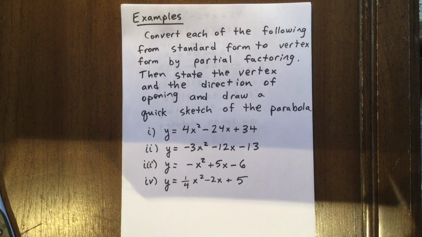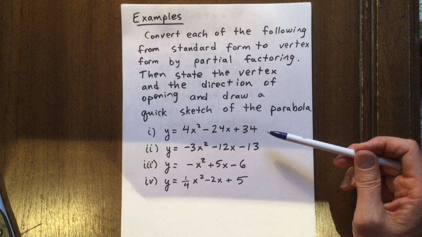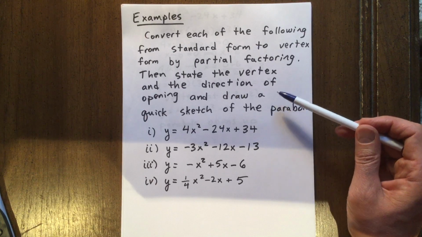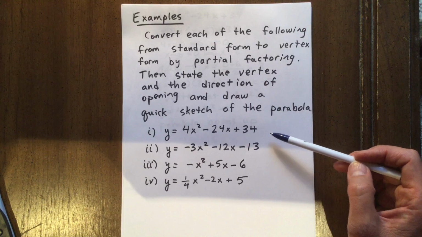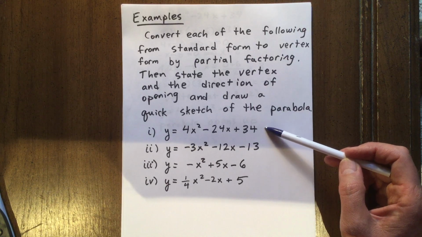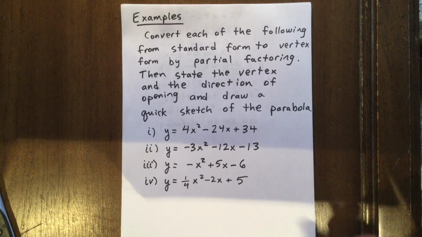Let's see what that looks like when we do a question. Actually, we'll do 4 of them. We're going to convert each of these from standard form to vertex form by partial factoring. Then we're going to state the vertex and the direction of opening and draw a quick sketch of the graph. So we're given y equals 4x squared minus 24x plus 34, as well as these next three examples.